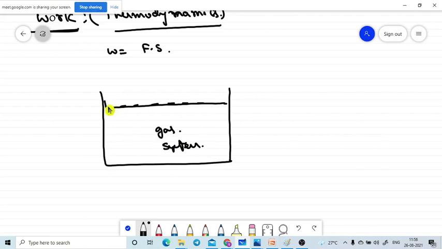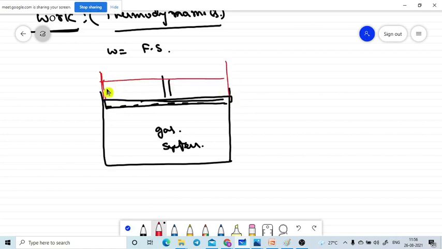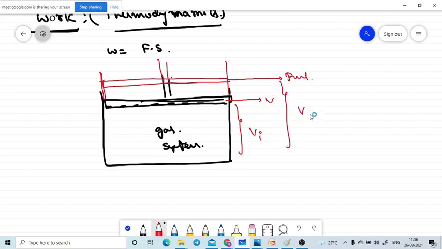Now this gas has a piston which can move. Due to the pressure of the gas, the piston is pushed in the upward direction. So what is going to happen? The initial position of the gas is here. Let's assume this total is the volume of the gas at the initial state. After pushing, the piston moves upward. The final position of the gas is here, so the volume of the gas in the final position is Vf.